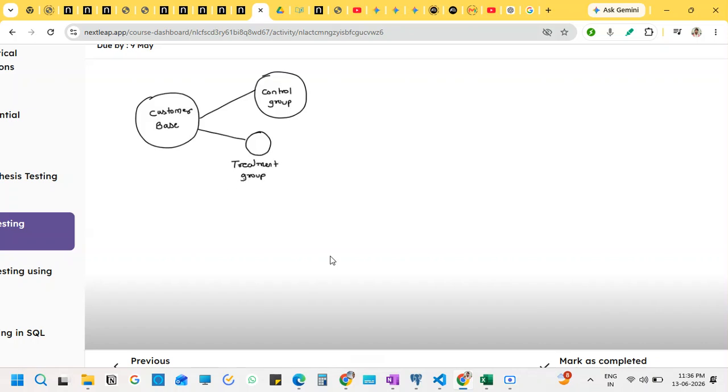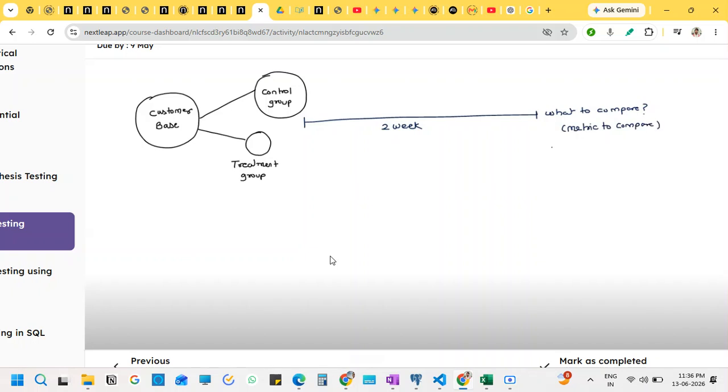This one is exposed to a new version. But after a certain time, so let's say you're running your test for a period of 2 weeks. After 2 weeks, what will you compare? I need to decide something to compare, right? That is where we have to decide the metric to compare.